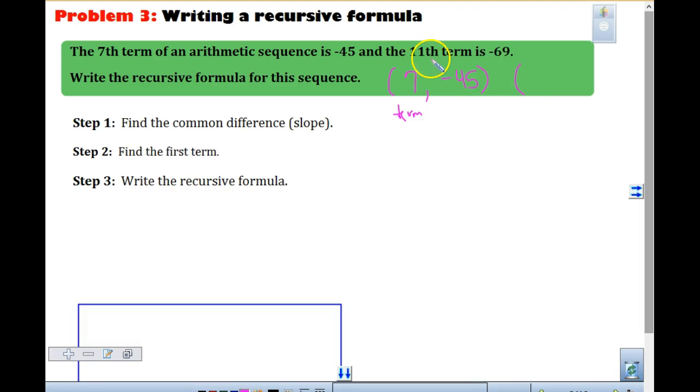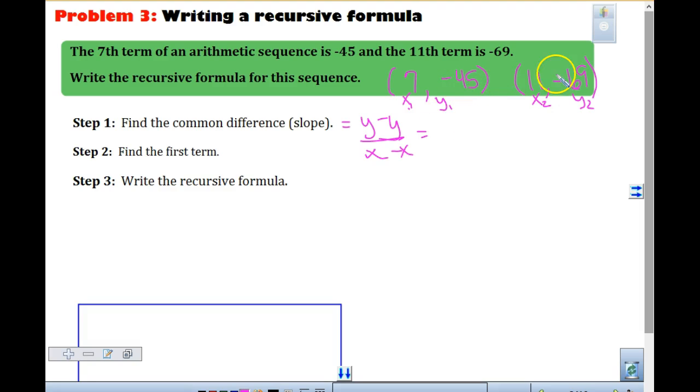So this is telling us the second ordered pair: 11, the 11th term is negative 69. Now, notice the first step says find the common difference or slope. You now have an ordered pair. So you go back to unit C1 of this unit, and this is our x1, y1. This is our x2, y2. And to find the slope, it's the difference of your y coordinates over the difference of your x coordinates.